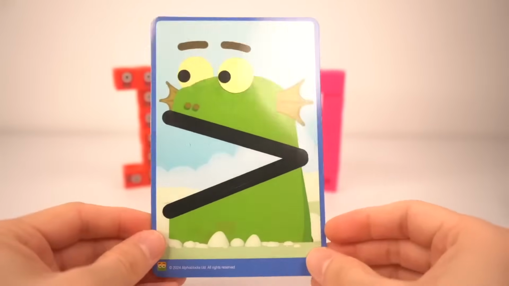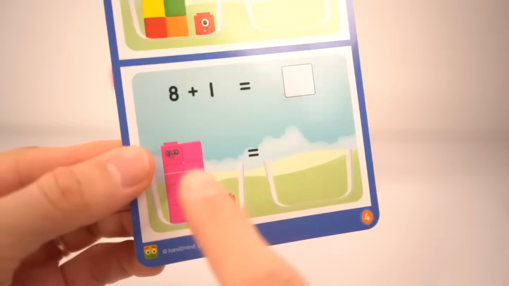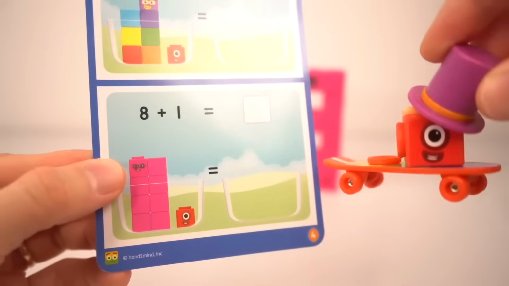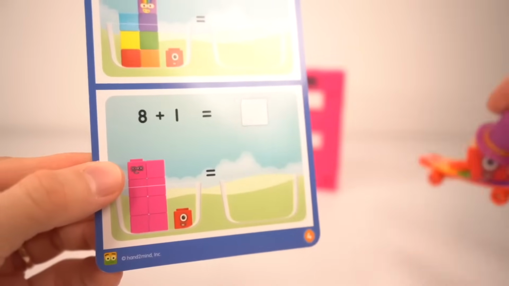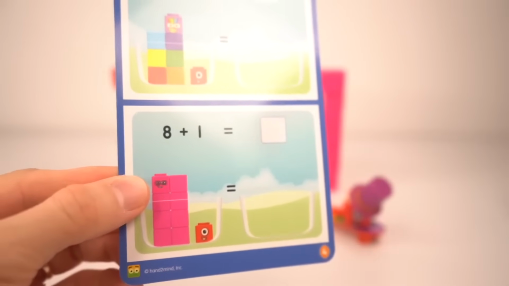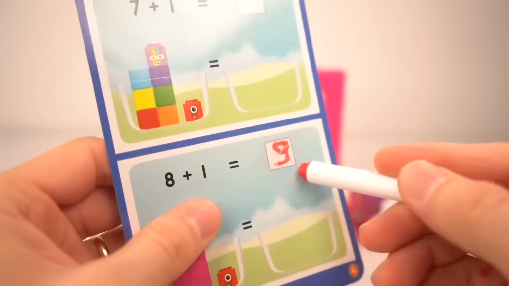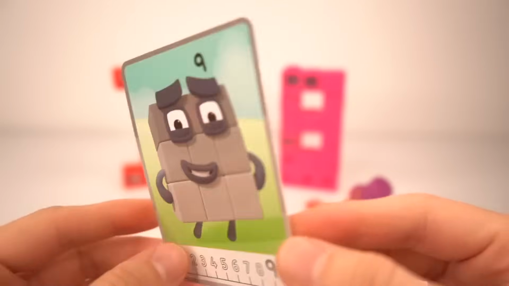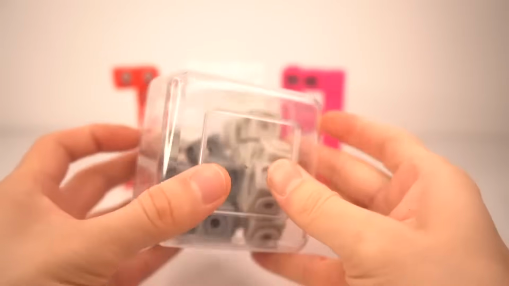Hey, Blocksy, what you doing now? Oh, this is number 8. This number 1. 8 plus 1. I know 8 plus 1 equals 9. Oh, thanks, kid. This number 9. Number 9. Oh, look, this number 9. But we need a big number 9. We need build number 9.